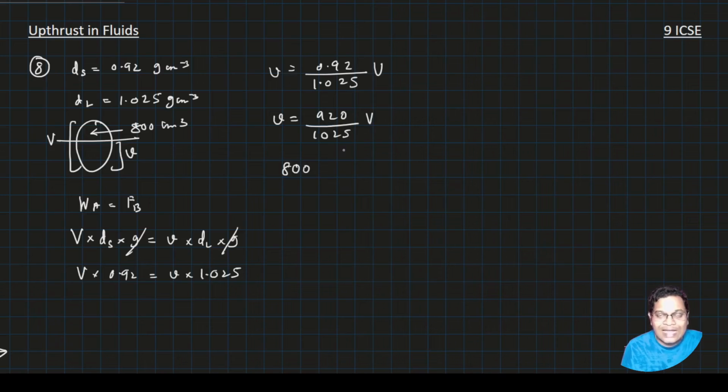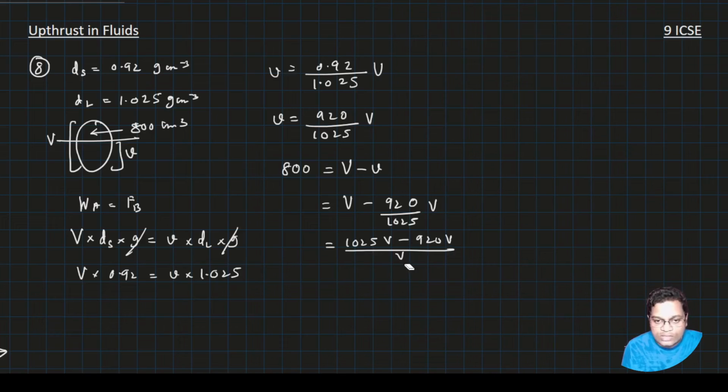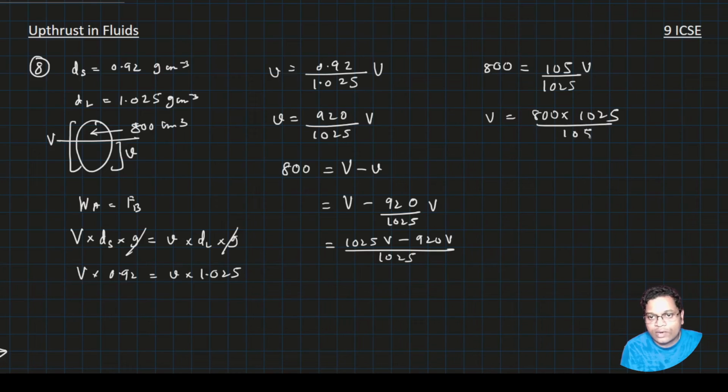Okay, now how is this 800? 800 is big V minus small v. So that is big V minus 920 over 1025 V. So this will be 1025V minus 920V upon 1025. So therefore, this is 800 and we get this as 105V over 1025. So therefore, V will be 800 into 1025 divided by 105 and this comes to 7809.52 centimeter cube. That's the total volume of the ice.